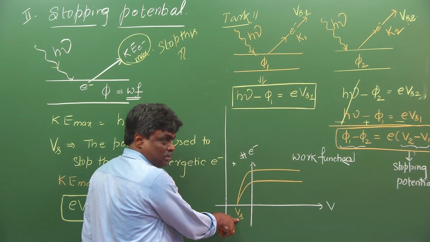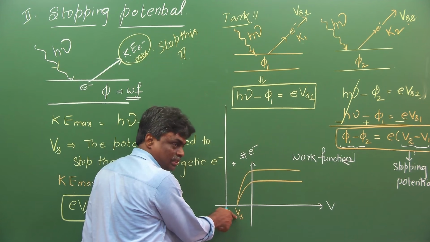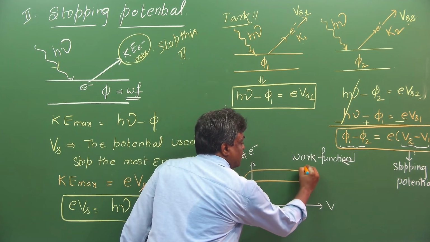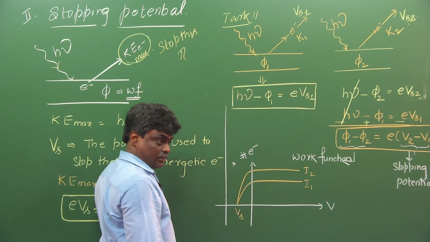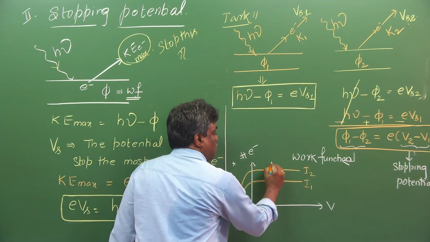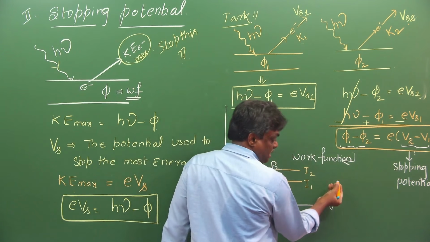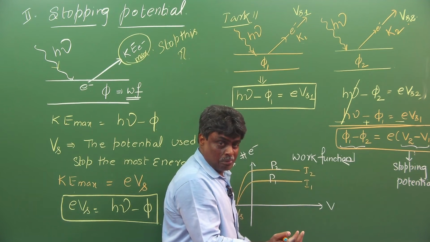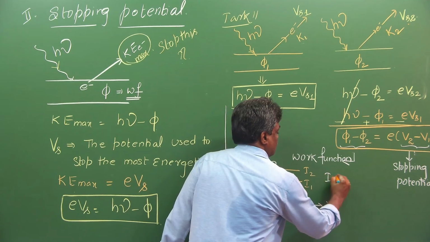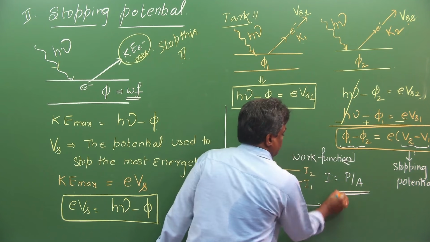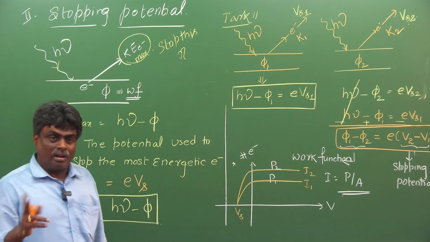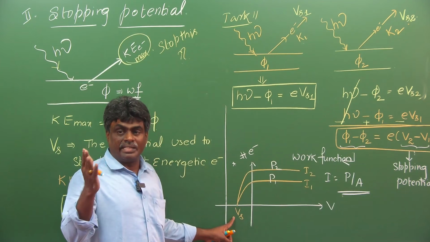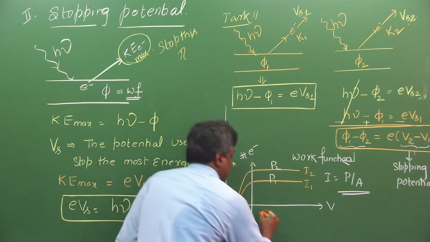Understand? This was a 2020 JAM question. The stopping potential won't change if you change the intensity. This is intensity 1 and intensity 2, or power. Sir, how are power and intensity related? Intensity equals power by area. So if you increase the power or the intensity, there won't be a change in the stopping potential because the kinetic energy remains the same.